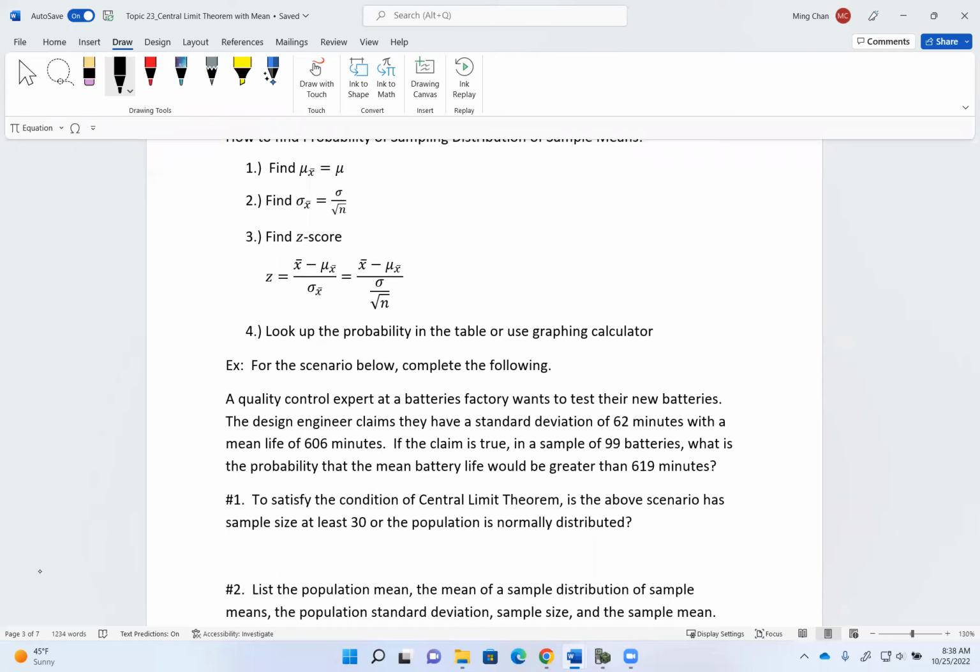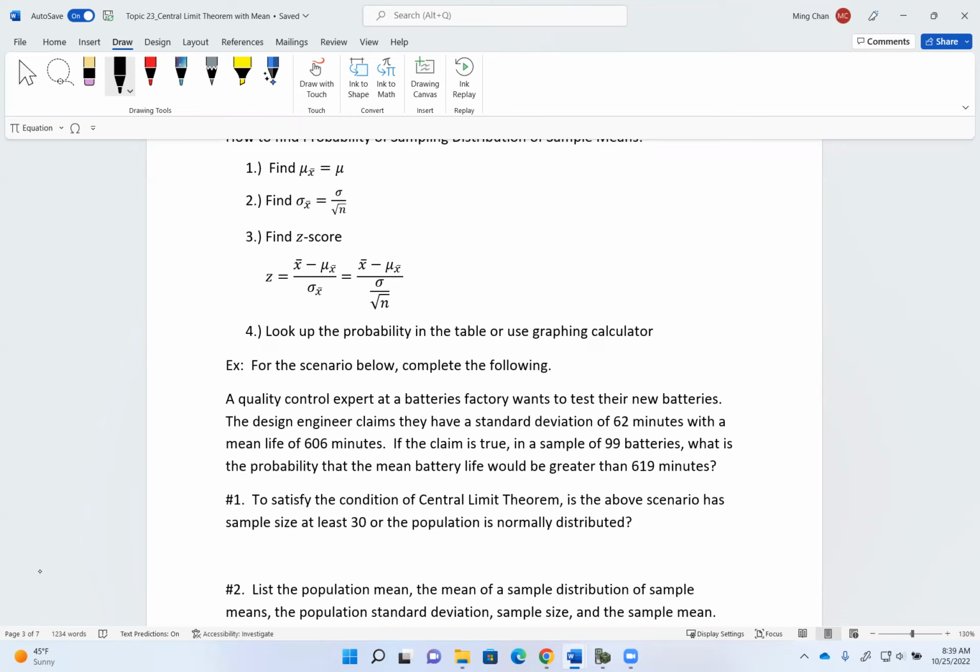So these problems are slightly different. They sound a little bit different than the ones we've been looking at from the previous topic. So let's take a look.